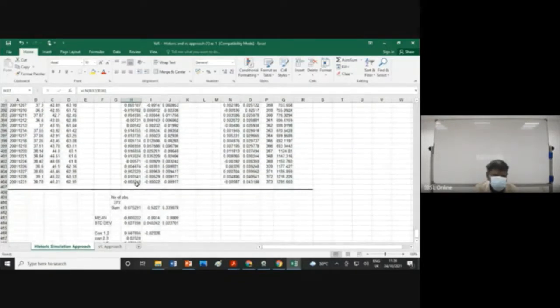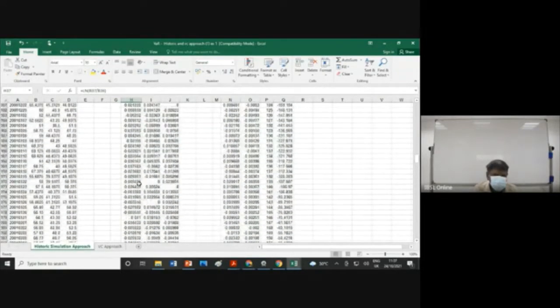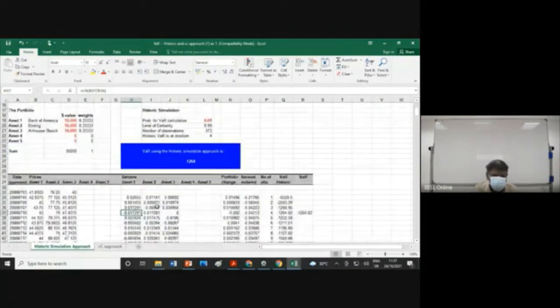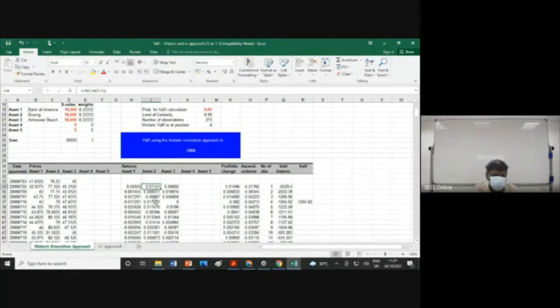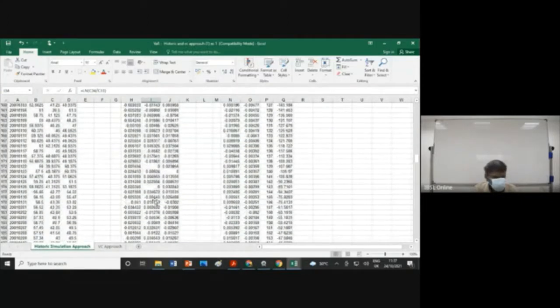Okay. Then do the same thing for asset 2. But for asset 2, the return is this natural log function of C34 divided by C33. So you get the same as the first asset and copy it. Right?